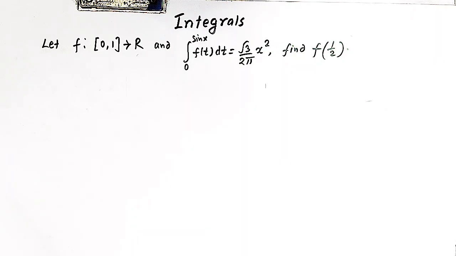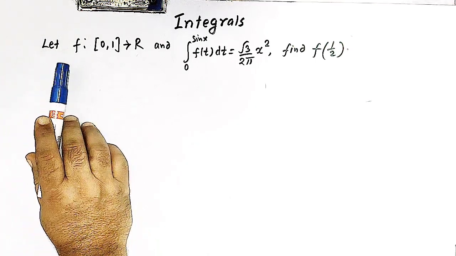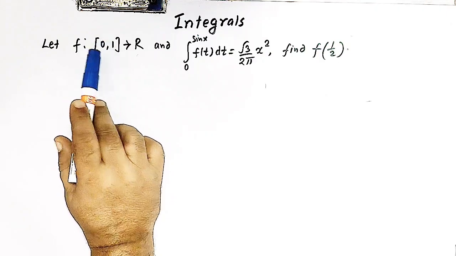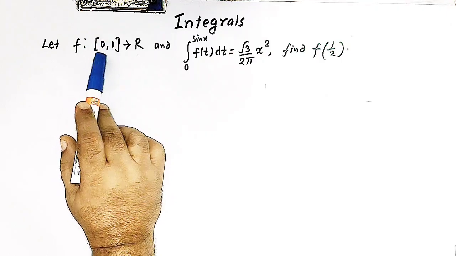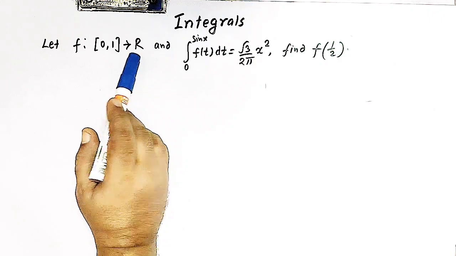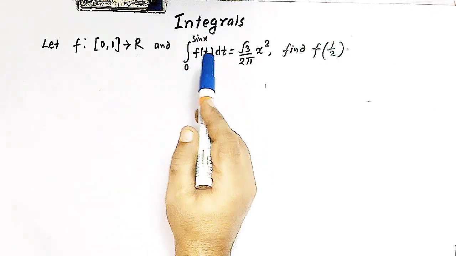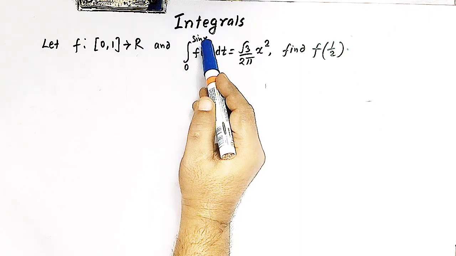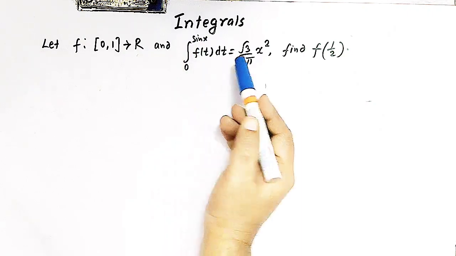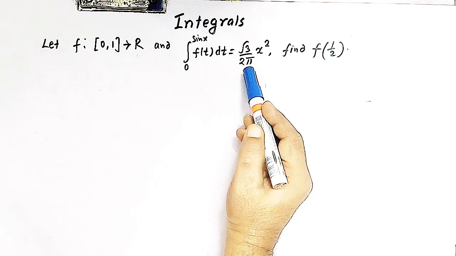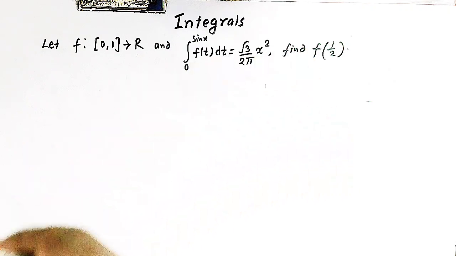Hello viewers, in today's session we are going to discuss another important and very conceptual problem from definite integrals. We are given a function f defined from the closed set [0, 1] to the set of real numbers, and we are given the integral from 0 to sin x of f(t) dt is equal to square root of 3 divided by 2 pi times x squared, and we have to find the value of f of half.